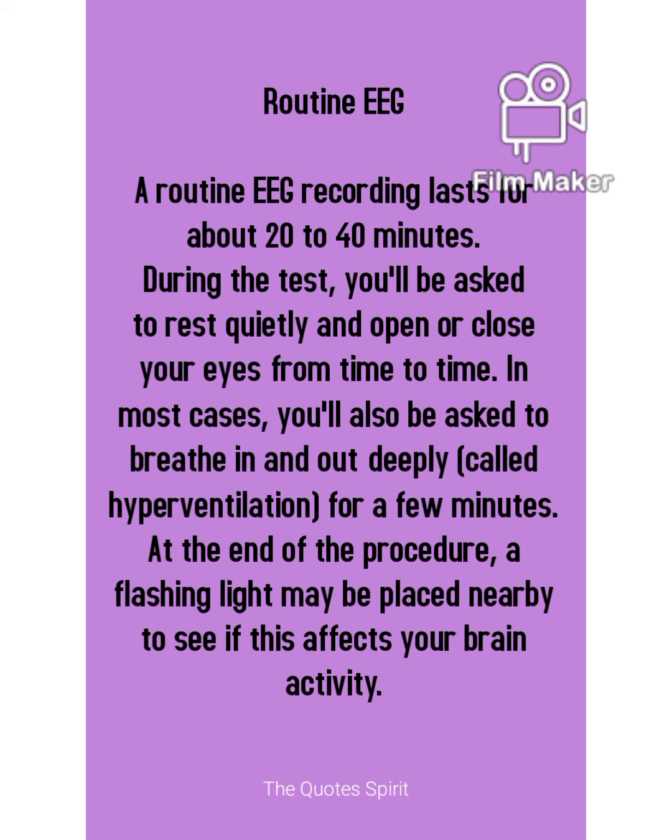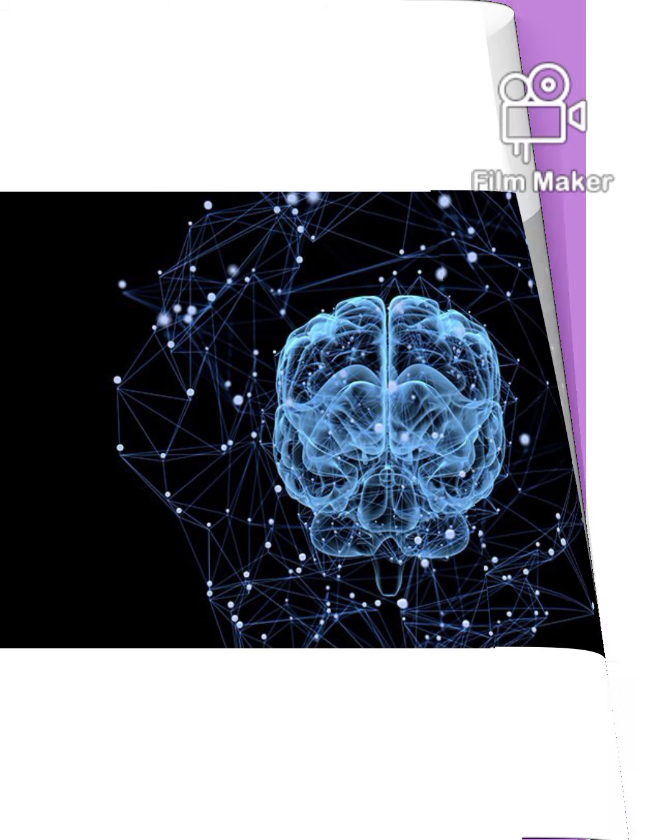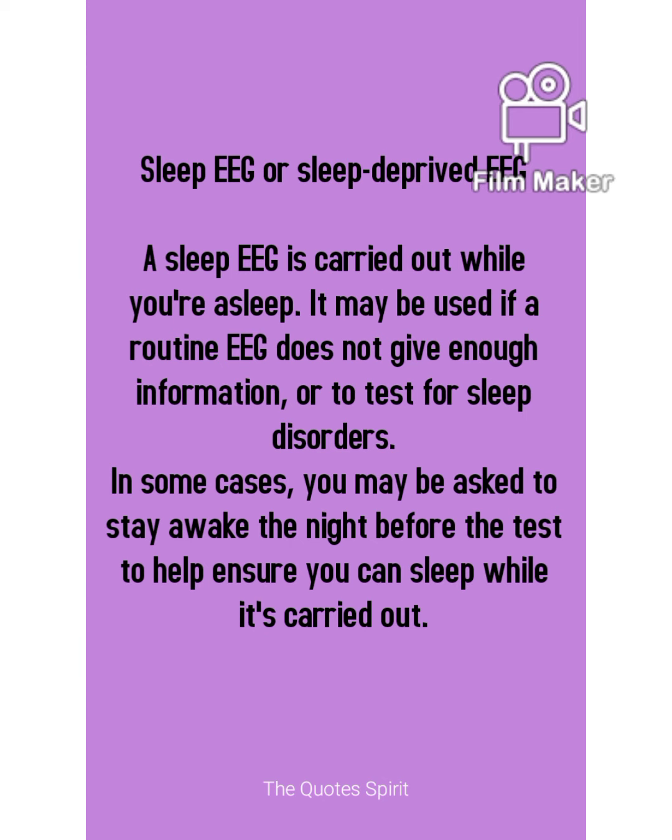A routine EEG lasts only about 20 to 40 minutes. During the test you will be asked to rest quietly, blink your eyes from time to time, and breathe in and out deeply, which is called hyperventilation. At the end of the procedure, a flashing light may be placed near you to see if this affects your brain activity or not. The second type of EEG test is sleep EEG, or sleep deprived EEG.